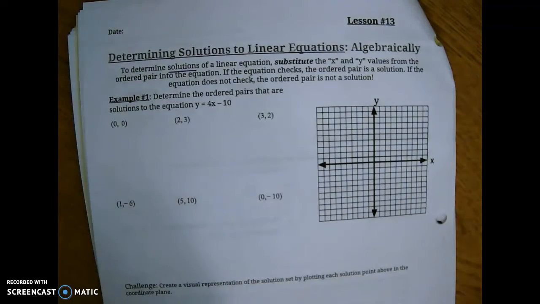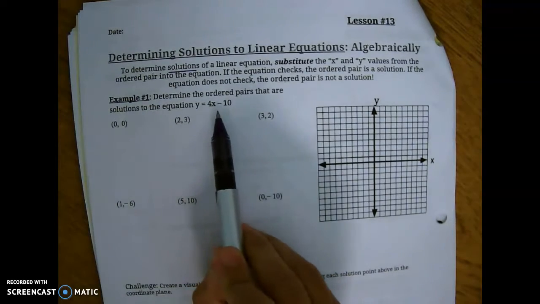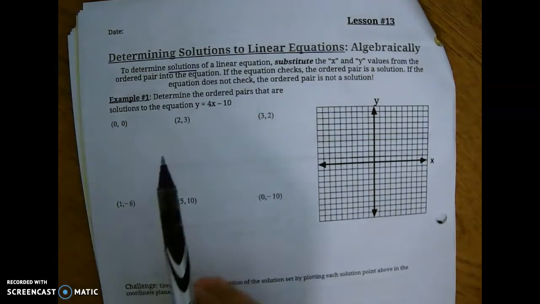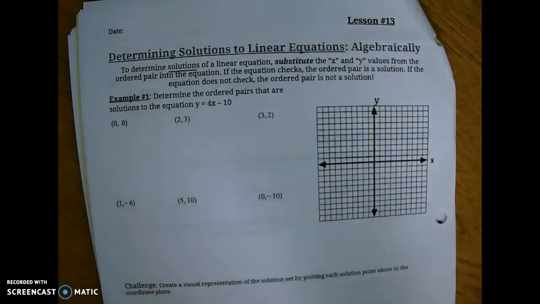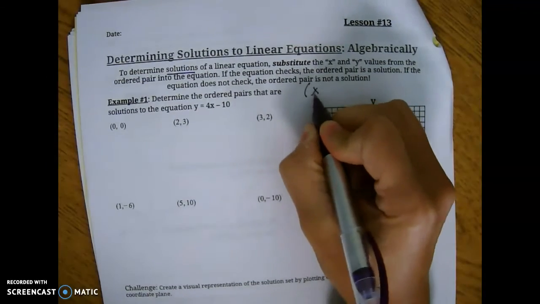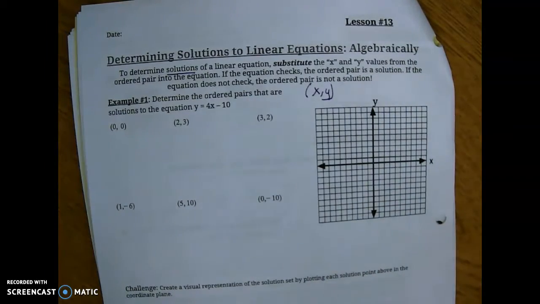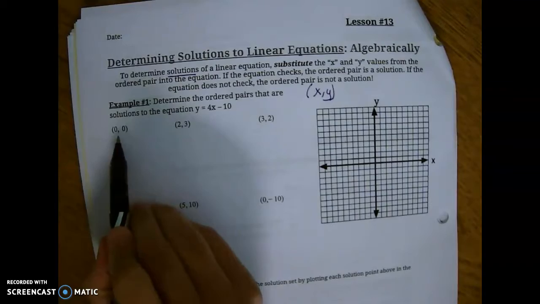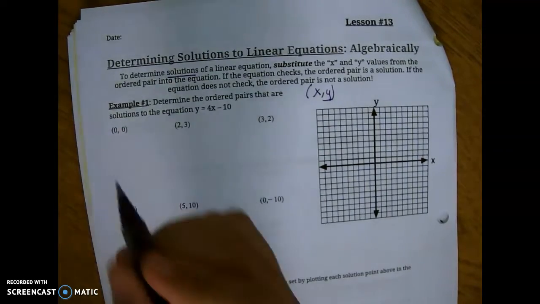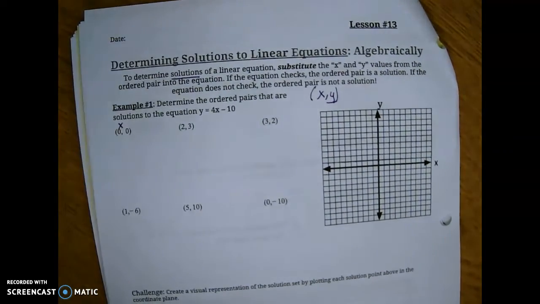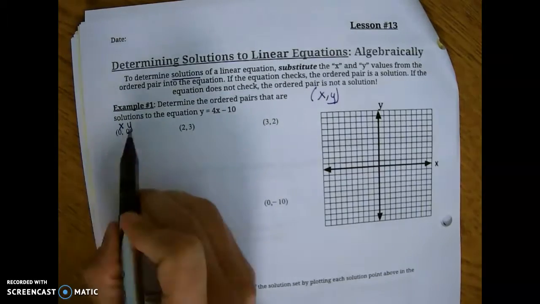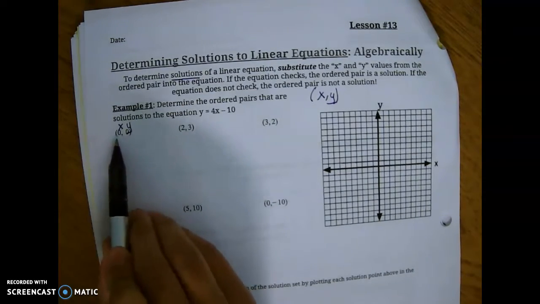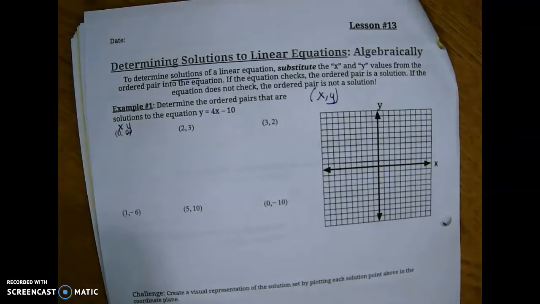Okay, so the first equation we're going to look at is y equals 4x minus 10. Notice we have two variables, x and y, so we have different ordered pairs that are written as parentheses x comma y that we'll be checking to see if they make the equation true. So the first point we're going to check is the point 0, 0. The first number always represents the x value, and the second number always represents the y value. So notice I'm labeling my points x and y. I'll be substituting these two values into the given equation to see if it checks.